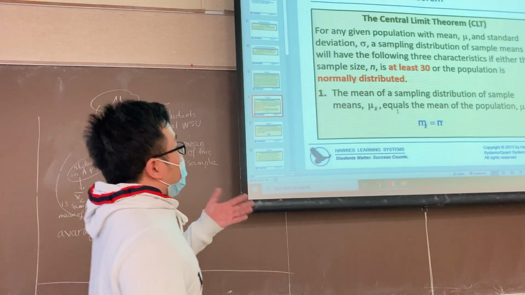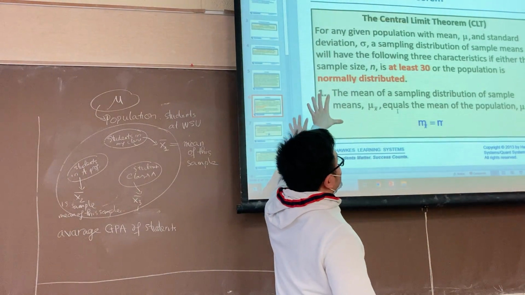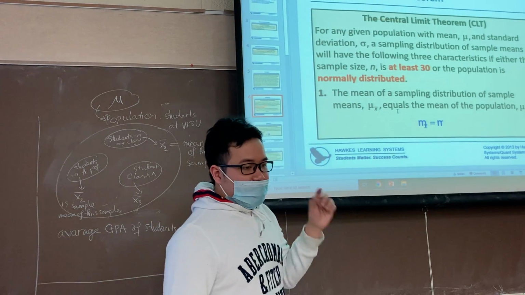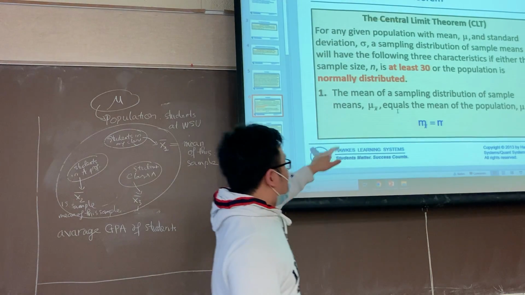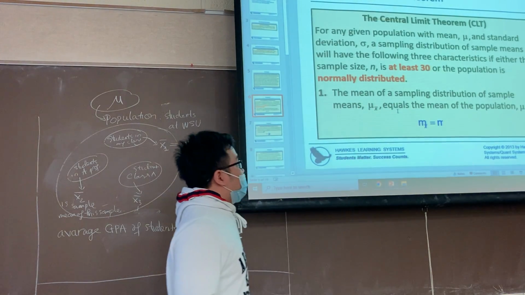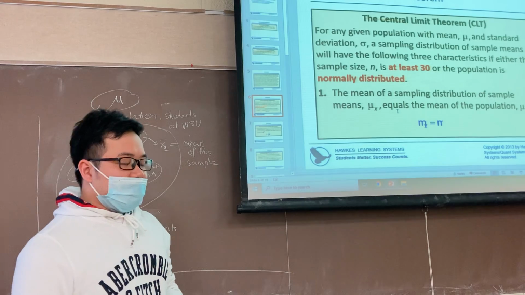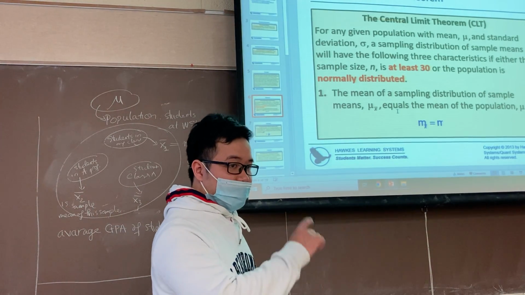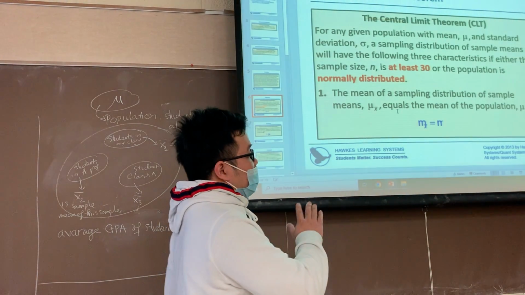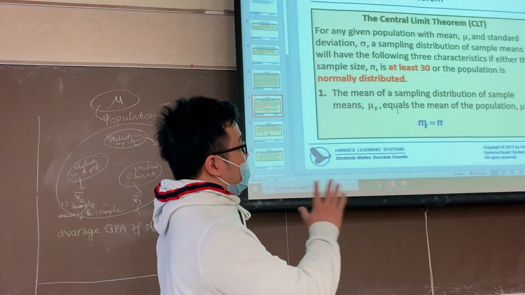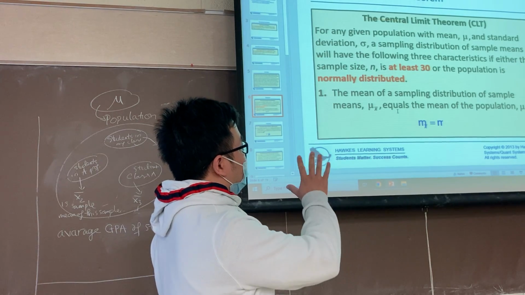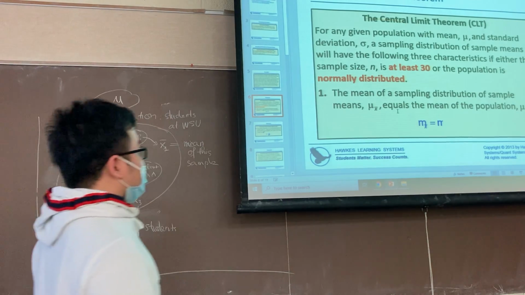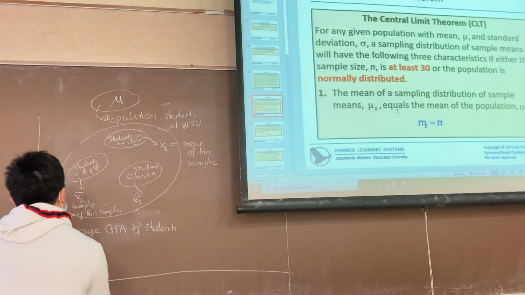The condition to apply the central limit theorem is that the sample size is at least 30, or the population is normally distributed. It needs to satisfy one of these two conditions. If the population does not satisfy these conditions, you cannot apply the central limit theorem, right? That is the assumption.